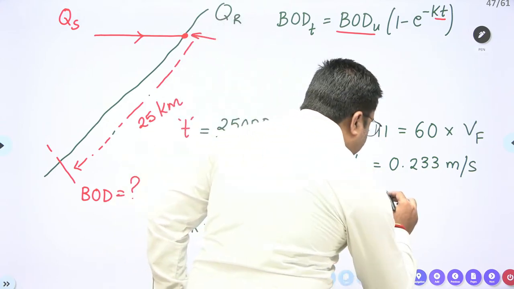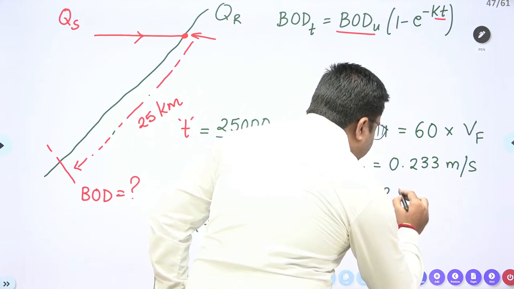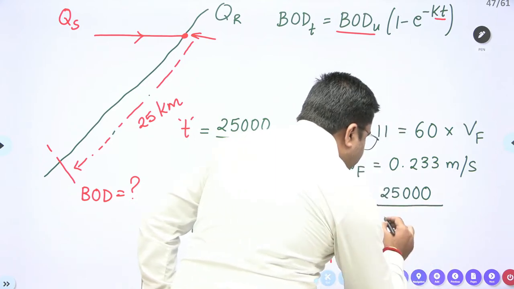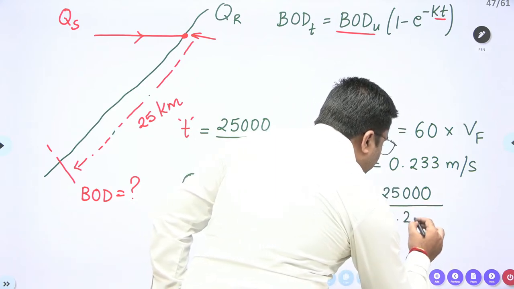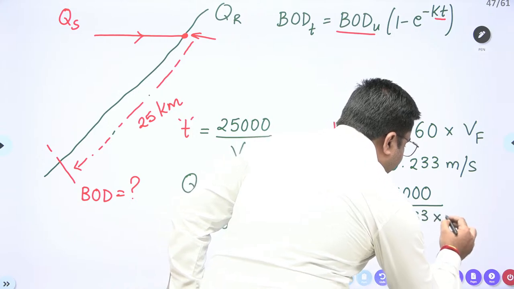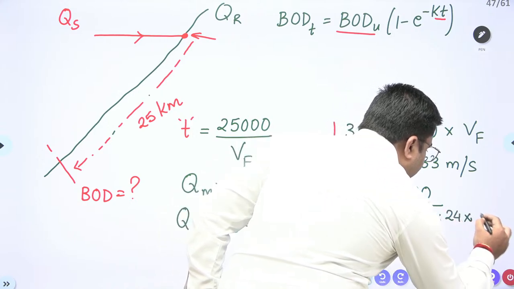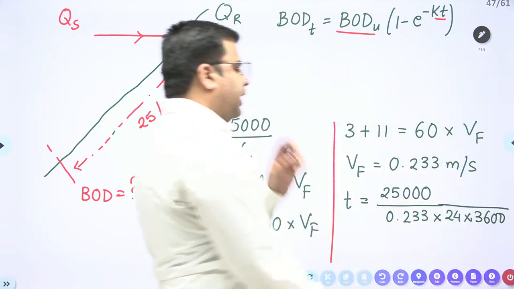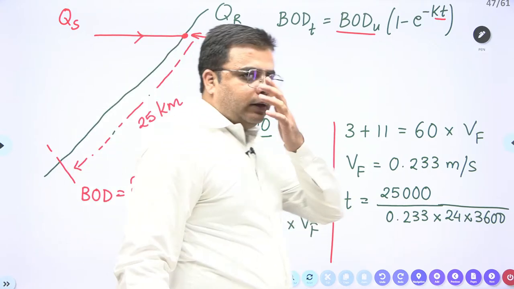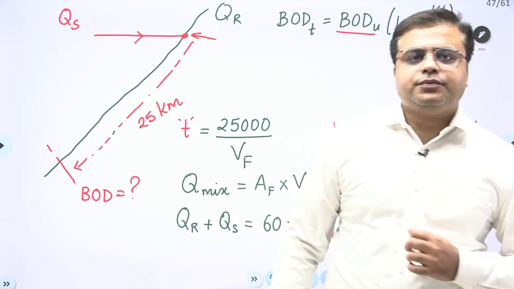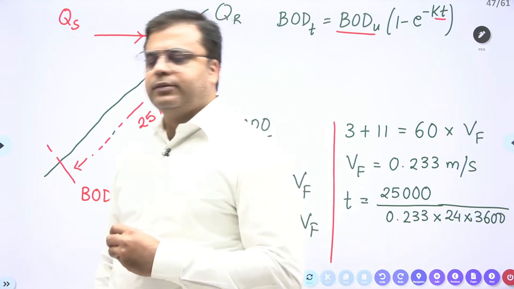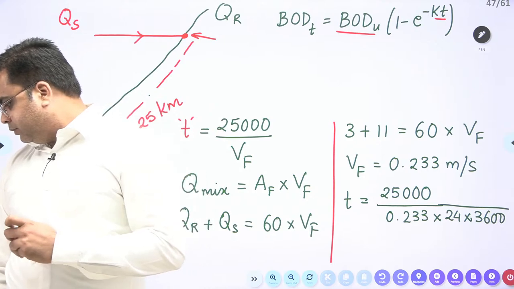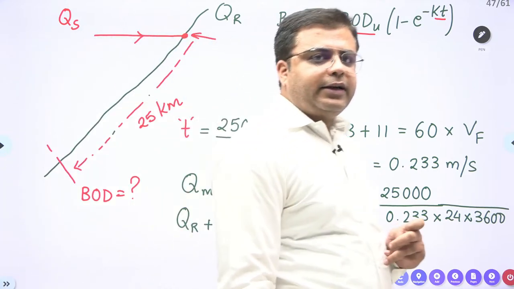Just calculate the time in days. So distance is 25 kilometers, that is 25,000, divided by speed, that is 0.233 multiplied by 24 into 3600. I am just converting this time in days. Get me the time in days.